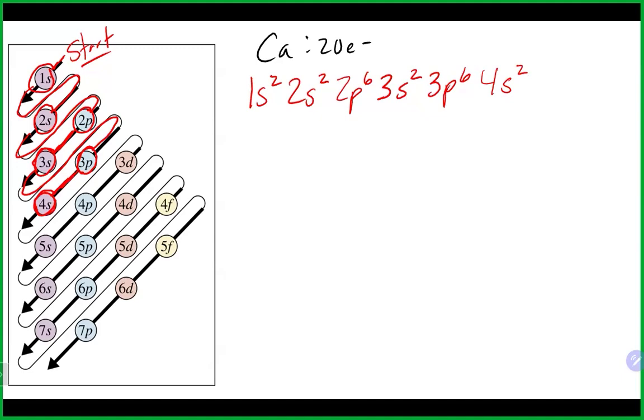Question on that configuration: how many electrons do I have on the 4th energy level? 2. Those are the highest energy level electrons in calcium, right? Those are basically its valence electrons, those 2 electrons out there. All the rest of them are considered core electrons, closer to the nucleus.